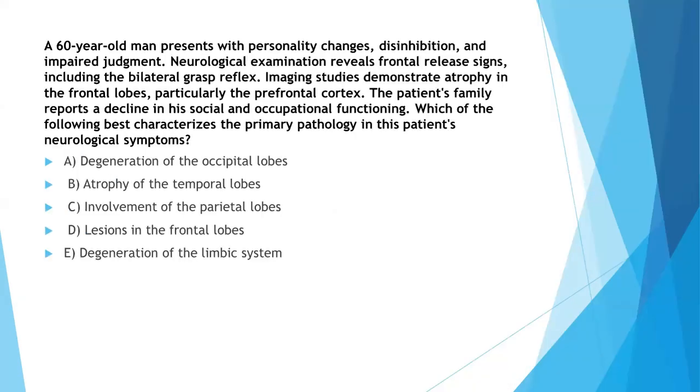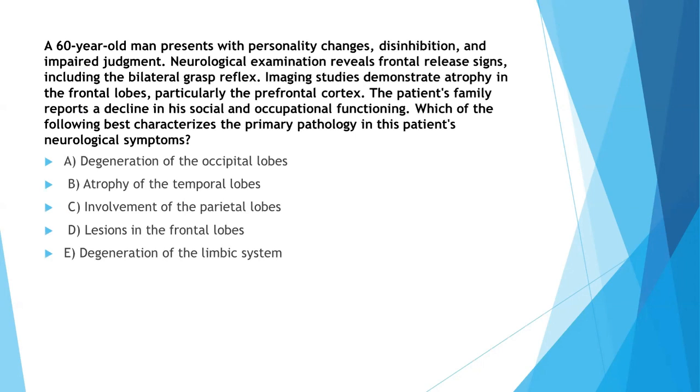Which of the following best characterizes the primary pathology in this patient's neurological symptoms? A 60-year-old man presents with personality changes, disinhibition, and impaired judgment. Neurological examination reveals frontal release signs, including the bilateral grasp reflex. Imaging studies demonstrate atrophy in the frontal lobes, particularly the prefrontal cortex. The patient's family reports a decline in his social and occupational functioning.